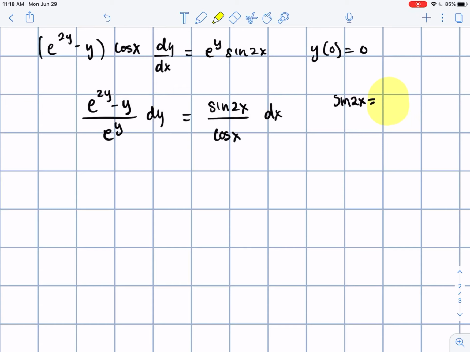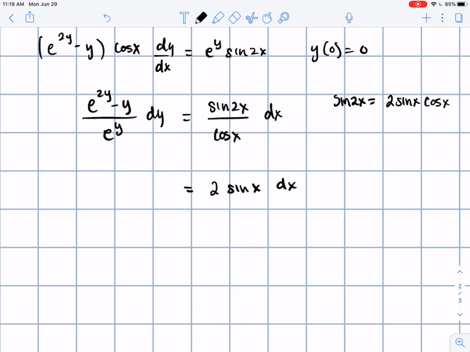So that's going to give me 2 sine x cosine x, right? You could see it like that. And then you could see that the cosines will cancel out, and we're just left with 2 sine x dx, which is a lot easier to deal with.